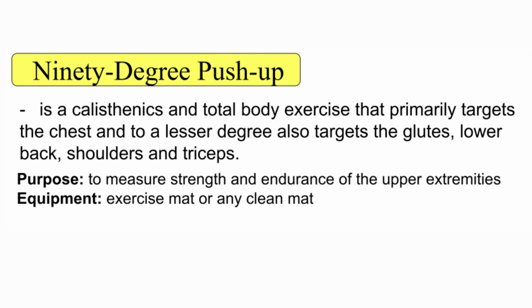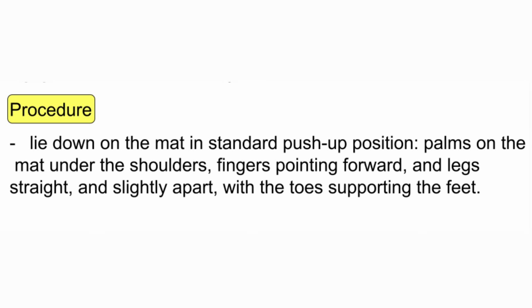It's a calisthenics and total body exercise that primarily targets the chest, and to a lesser degree, also targets the glutes, lower back, shoulders, and triceps. The purpose is to measure the strength and endurance of the upper extremities. The equipment: exercise mat, or any clean mat. The procedure is to lie down on the mat in standard push-up position, palms on the mat under the shoulders, fingers pointing forward, and legs straight and slightly apart with the toes supporting the feet.